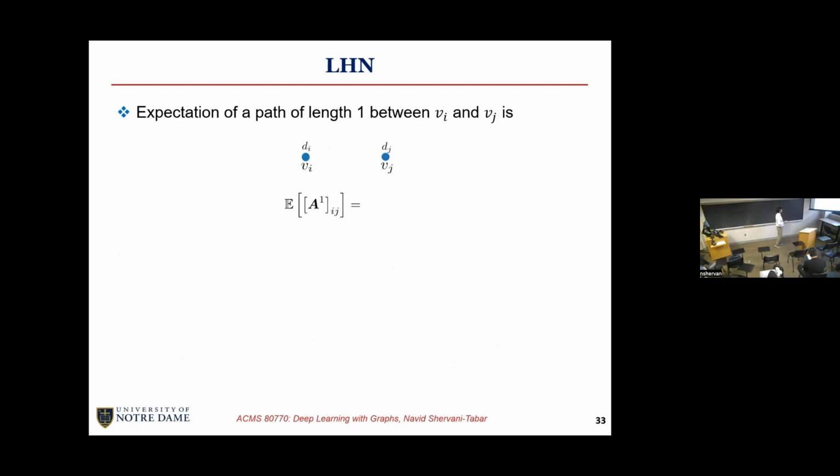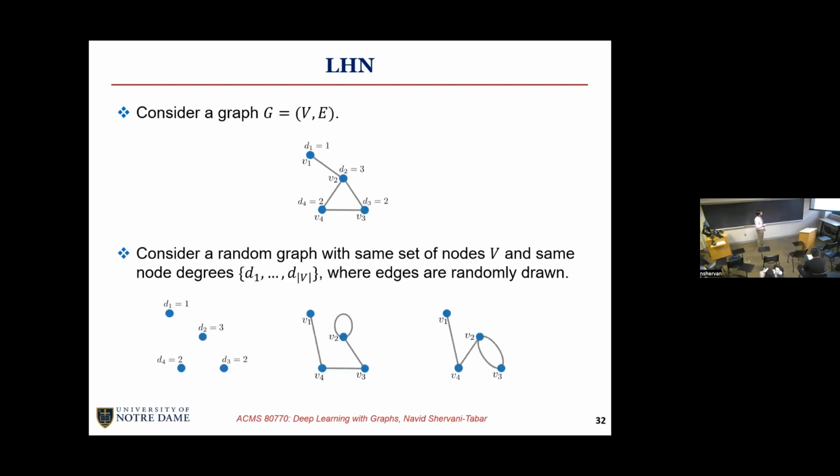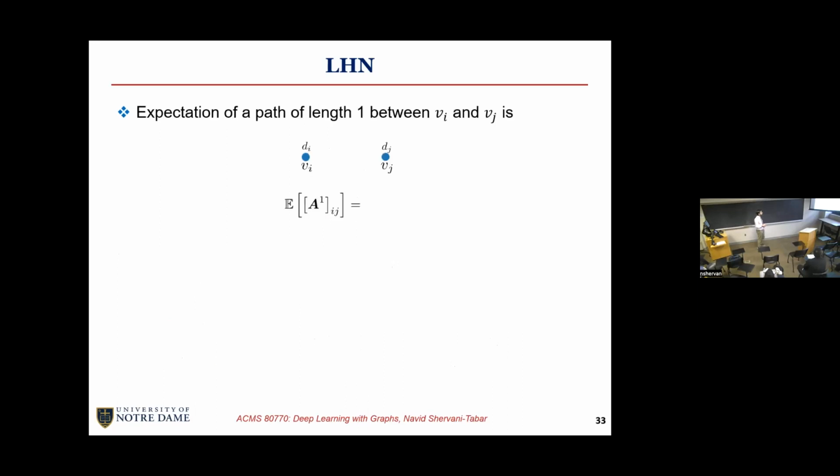So let's look at this. What is the expected value of length 1 paths between node Vi and Vj? We have a node Vi, and the only thing we are left with is its degree Di. We have a node Vj, and the only thing we are left with is its degree Dj. Now, if the degrees are intact, we will have the same number of edges. Look here, we had 1, 2, 3, and 4 edges here, and 1, 2, 3, and 4 edges here, and 1, 2, 3, and 4 edges here. So the number of edges in this model is going to stay the same.